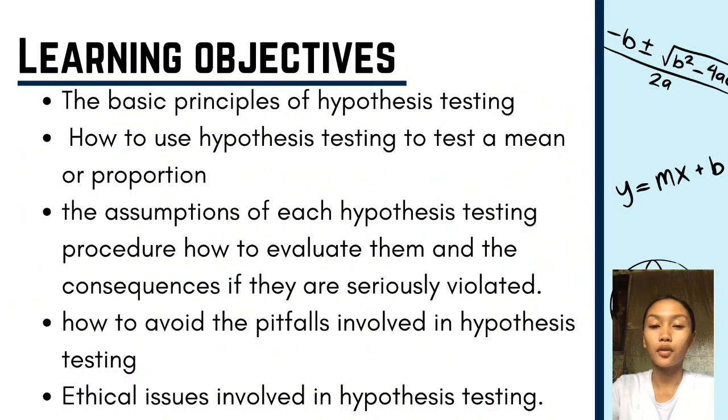Today we're going to discuss the fundamentals of hypothesis testing, one sample test. In this chapter, we're going to learn about the basic principles of hypothesis testing. Second, how to use hypothesis testing to test a mean or proportion. Third, the assumptions of each hypothesis testing procedure, how to evaluate them, and the consequences if they are seriously violated. Next is how to avoid the pitfalls in hypothesis testing. Then last, the ethical issues involved in hypothesis testing.